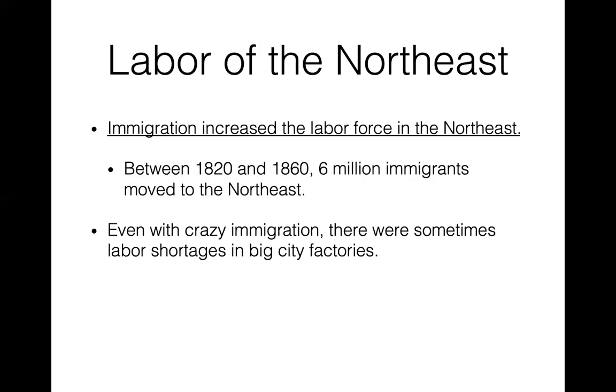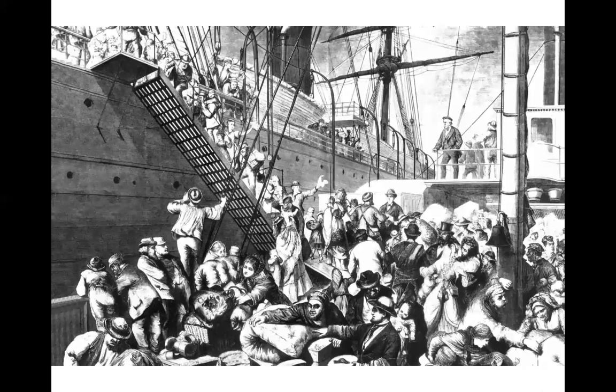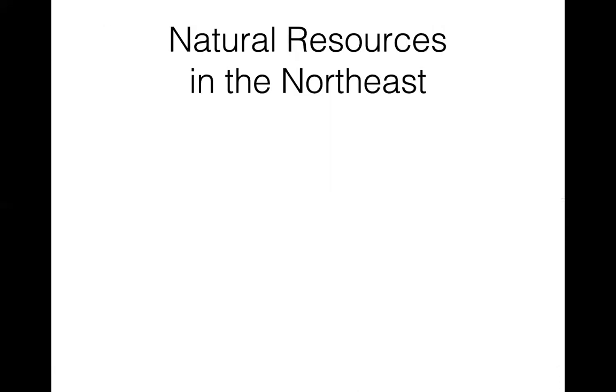Even with this huge amount of people coming in, though, sometimes factories had a hard time getting enough workers, which sounds crazy. A lot of workers actually started forming what's called trade unions. These would be groups that would negotiate on behalf of their workers to try and get them better living conditions, raises, things like that. So here's a really crazy, busy dock, people coming and going.